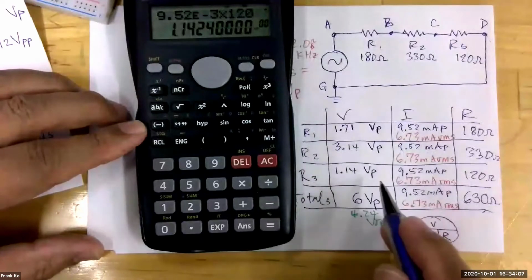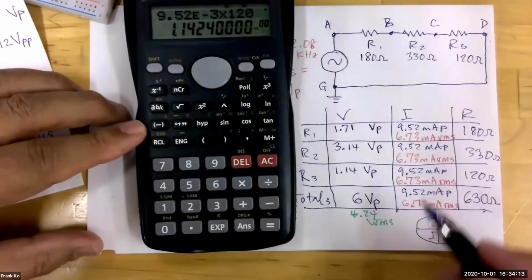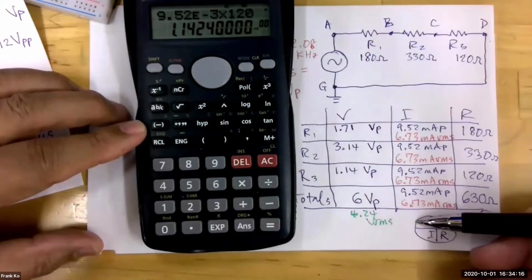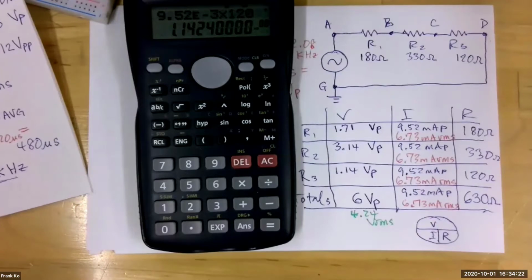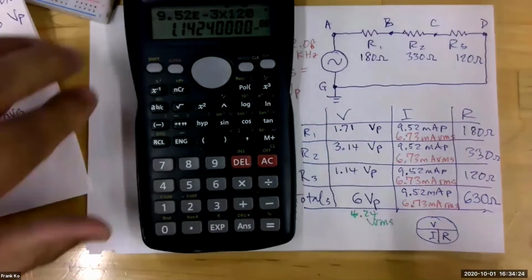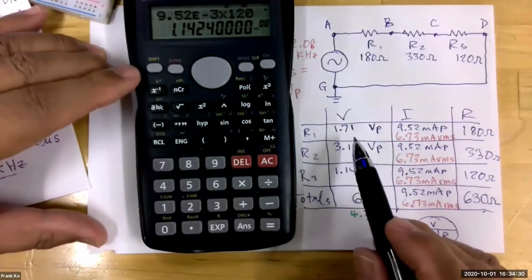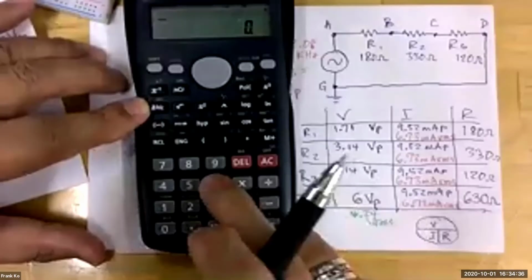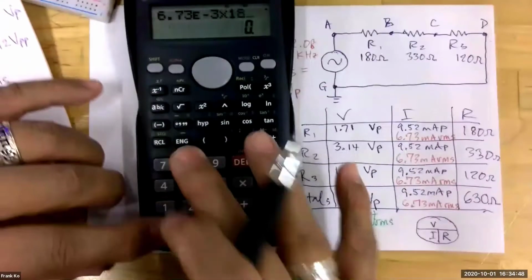All right, now we have the peak values. We're going to do the RMS values. So for the RMS values, again, if I'm looking for voltage, I cover up the V, and V is equal to my I times my R, okay? And so that being said, let's go ahead and calculate the RMS voltage for R1. So what do I need to do here? So you key in 6.73 times 10 to the -3 power, so that's my milli, and then times 180.